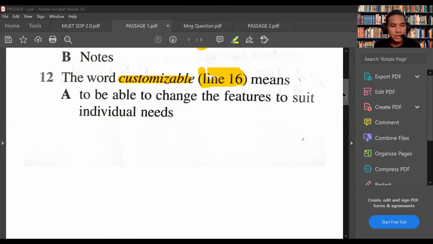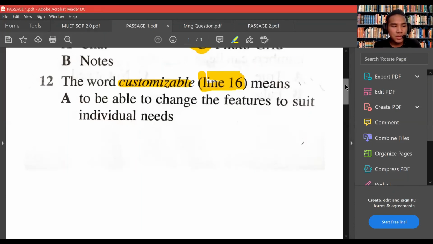Okay, thank you, Syabil. So I will explain another example of answering MNG type of question. Okay. For question number 12, according to the S.O.P, we first have to identify the MNG type of question. So for question 12, the word customizable, line 16, means. The word means here definitely shows us that it is a MNG type of question.